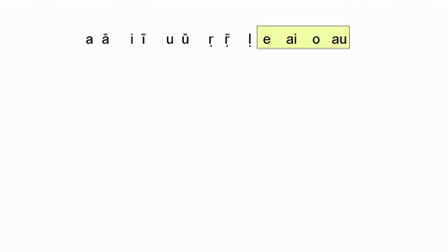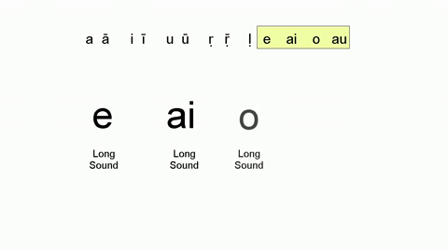The last four vowels are all long. E, ai, o, au. Notice that they're all long, but they don't have a bar or line on top of their letters. Keep that in mind when you're reading out Sanskrit transliteration. I'll say them one more time. E, ai, o, au.